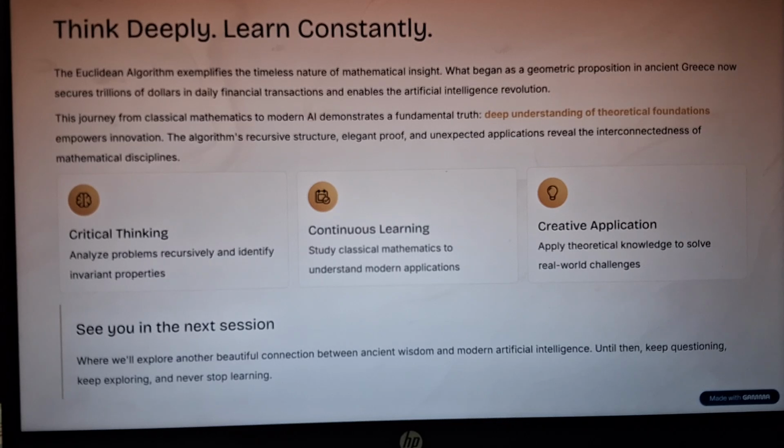The Euclidean algorithm exemplifies the timeless nature of mathematical insight. What began as a geometric proposition in ancient Greece now secures trillions of dollars in daily financial transactions and enables the artificial intelligence revolution. The journey from classical mathematics to modern AI demonstrates a fundamental truth: deep understanding of theoretical foundations empowers innovations. The algorithm's recursive nature, elegant proof, and unexpected applications reveal the interconnectedness of mathematical disciplines.